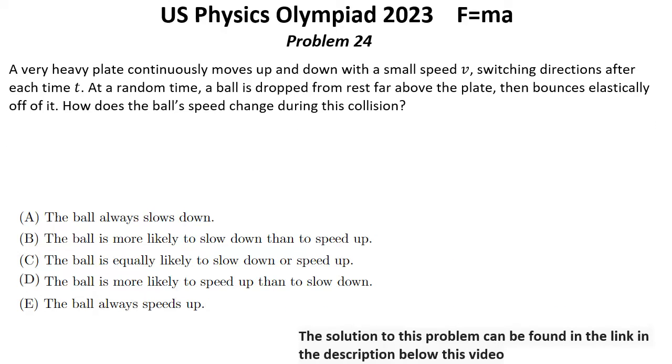Problem number 24. A very heavy plate continuously moves up and down with a small speed v, switching directions after each time t. At a random time, a ball is dropped from rest far above the plate, then bounces elastically off of it. How does the ball's speed change during this collision?